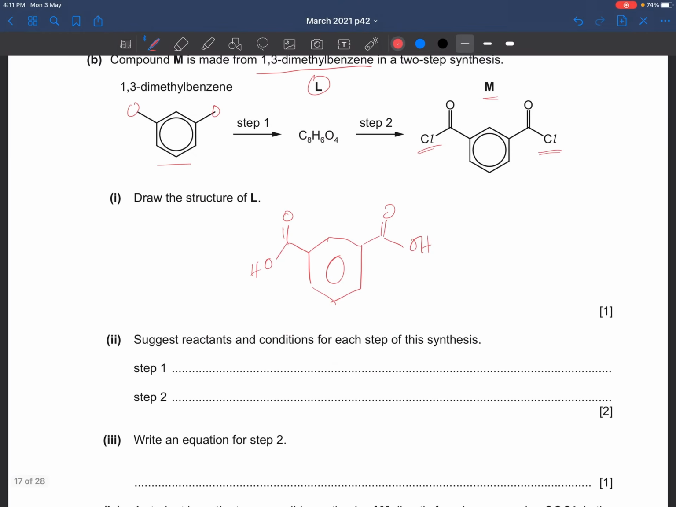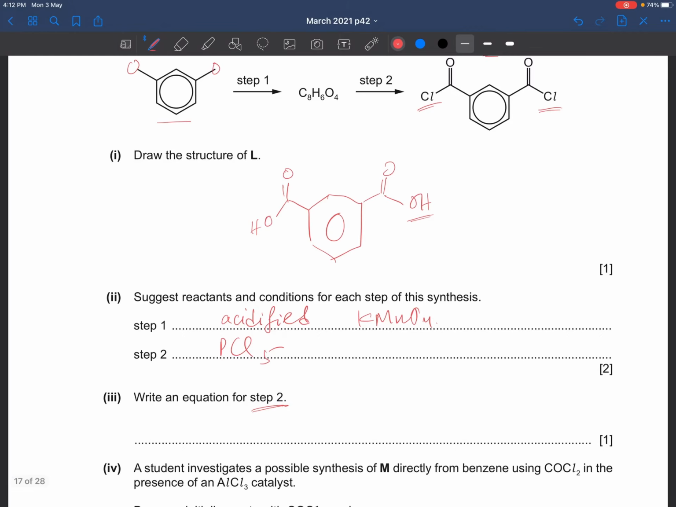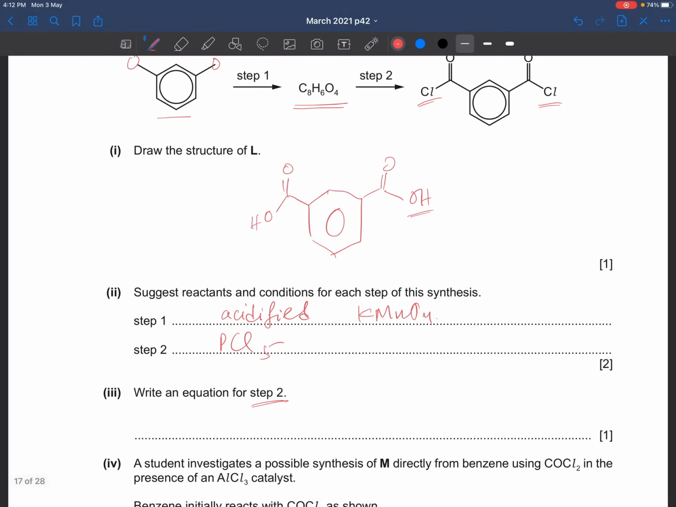Alright. Suggest reagents and conditions for each step of this synthesis. For step 1, this is oxidation, so acidified KMnO4. Step 2: we are converting acid into acyl halide, so we can react it with PCl5, anhydrous PCl5, at normal conditions. Write an equation for step 2. So the equation for step 2 would be, we have C8H6O4.